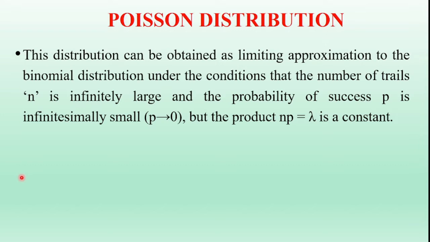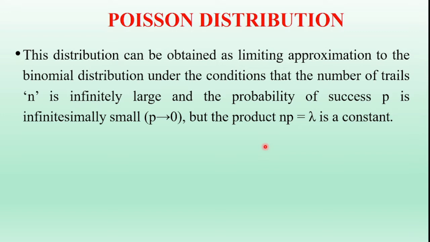In this video, I am going to discuss the Poisson distribution concept. So what is a Poisson distribution? The Poisson distribution can be determined as a limiting approximation to the binomial distribution under the conditions that the number of trials, small n, is infinitely large and the probability of success, small p, is infinitesimally small. Infinitesimally small means that p tends to 0, but the product n into p is equal to lambda, a constant. So this is the Poisson distribution definition.